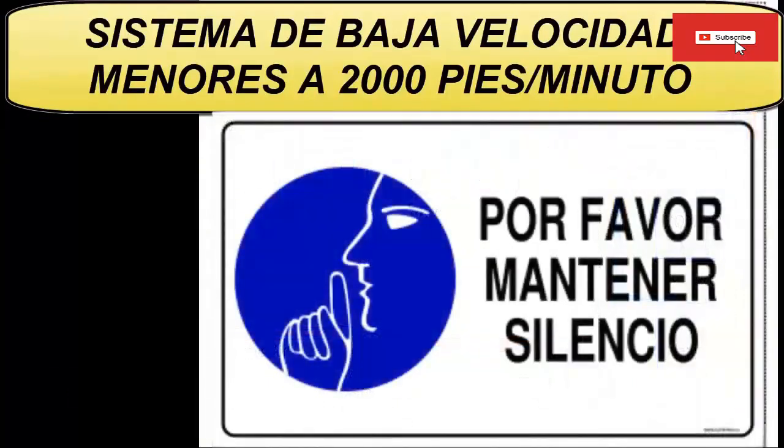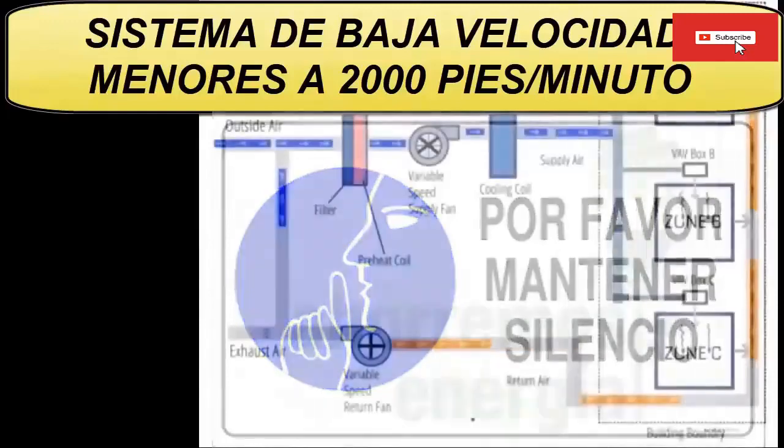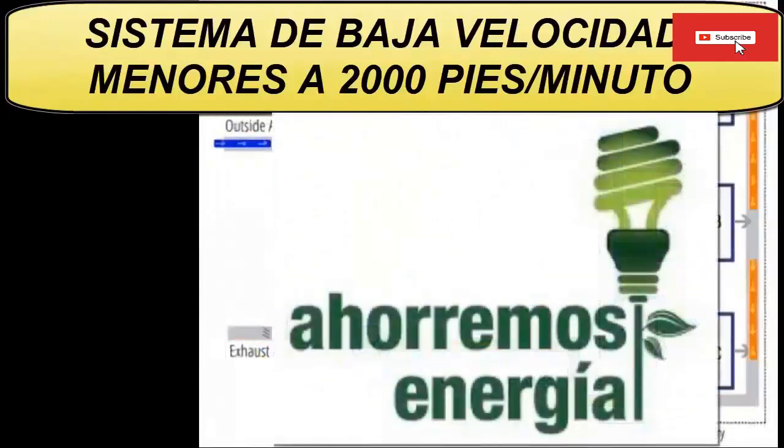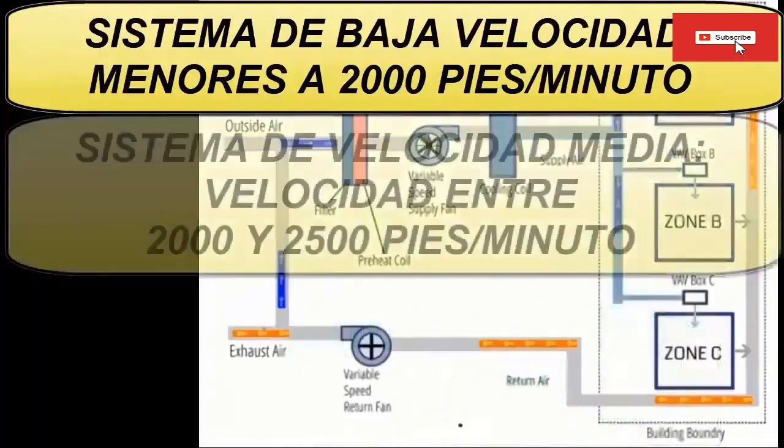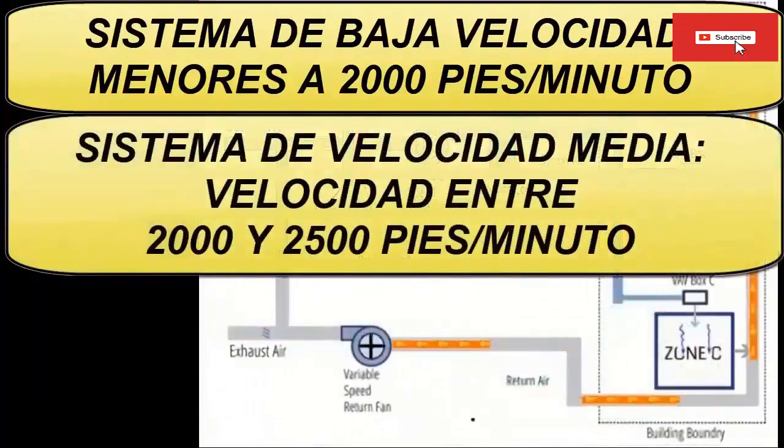These distributions are used in most air conditioning installations because it is quieter, has less friction losses, less fan power, and less air leakage. On the other hand, when we talk about ducted air conditioning systems with medium velocity, we are referring to installations that are characterized by air speeds in the range of 2,000 to 2,500 feet per minute.